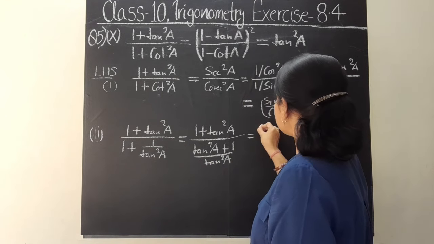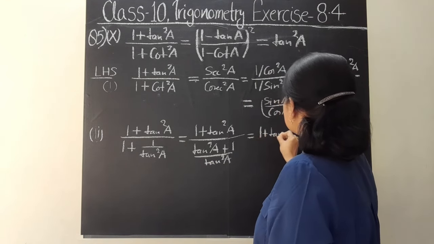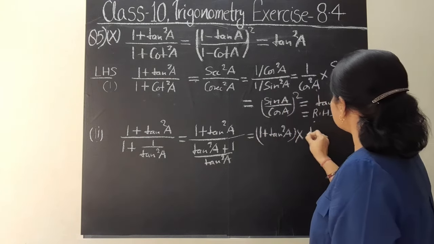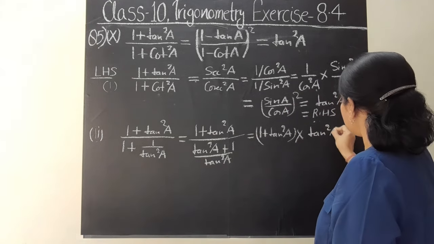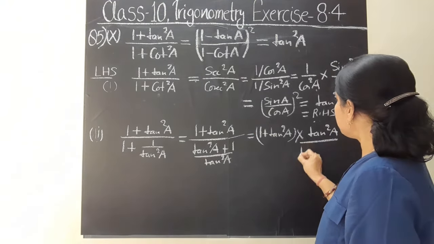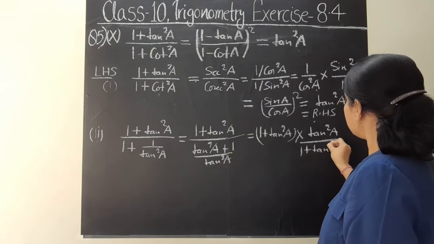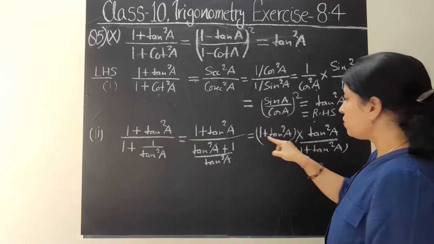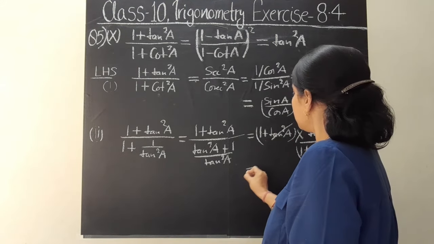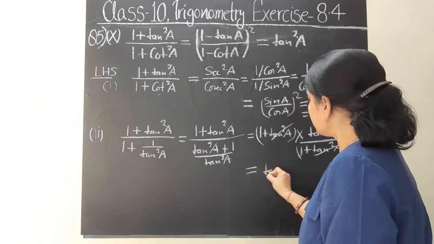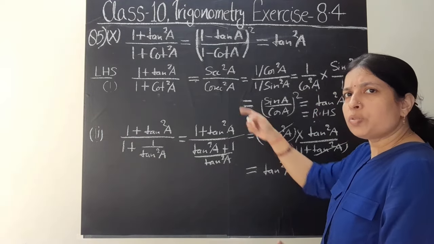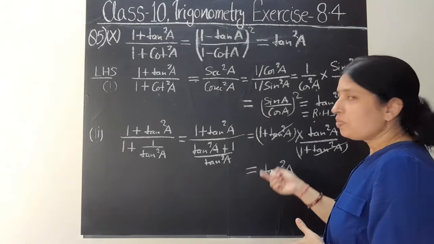So we can write 1 plus tan square a into tan square a. ये tan square a ऊपर जाएगा, so यहाँ बचेगा 1 plus tan square a. Here it is 1 plus tan square a, here it is also 1 plus tan square a, so you can cut. So you will get tan square a. Okay, so you can choose both the methods, whatever is easy for you.